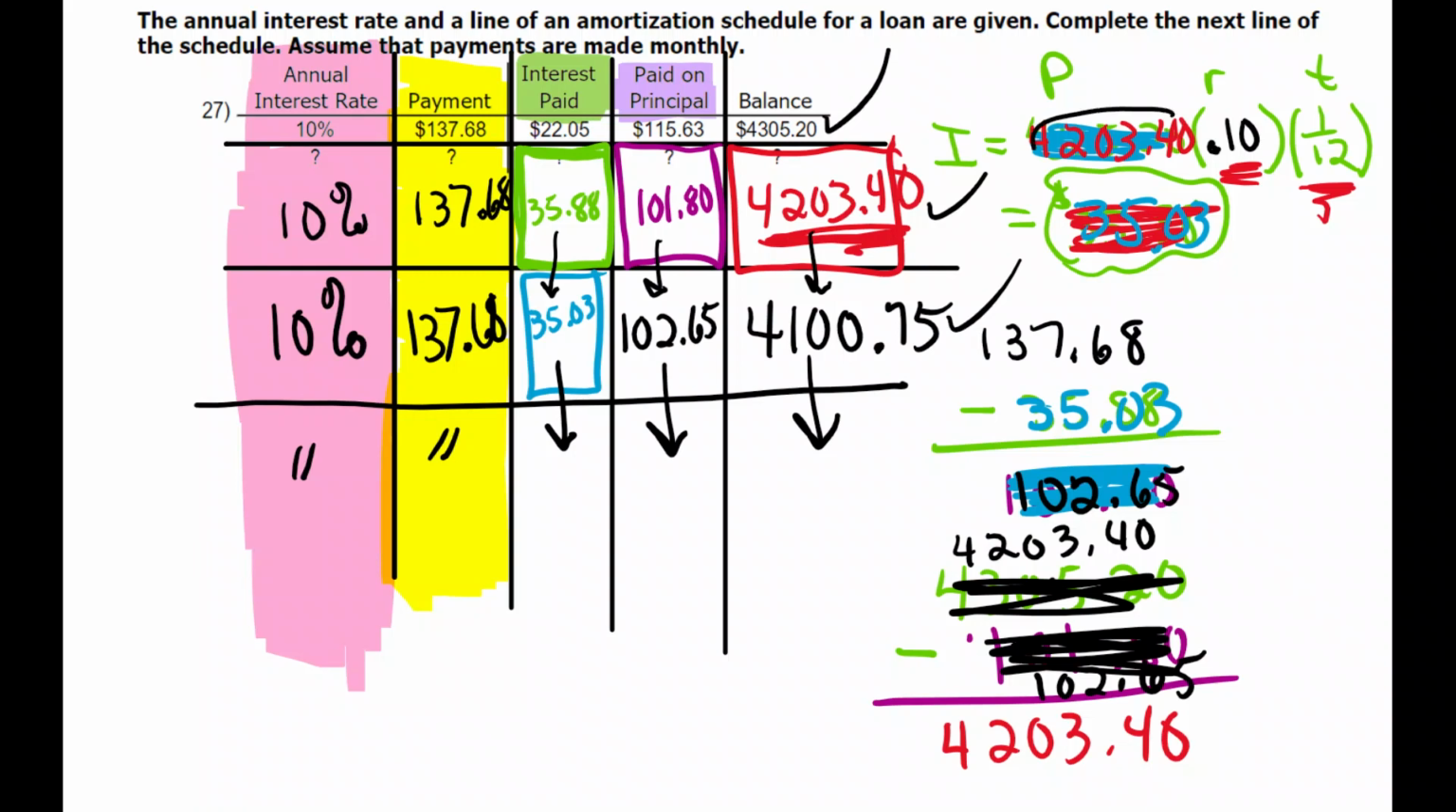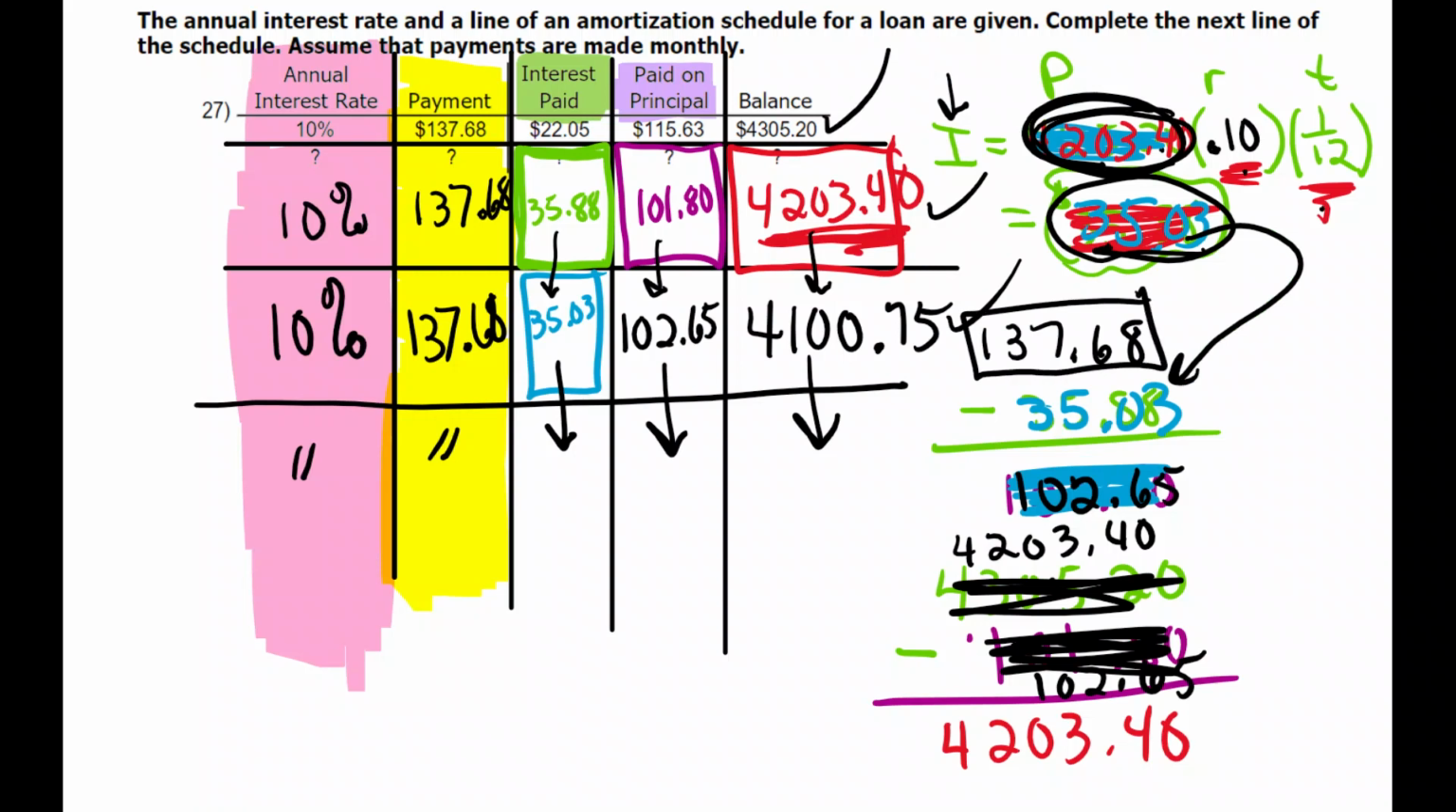Anyway, I just keep doing those. This number here would change when you're doing the interest paid, right? This is interest. So this number here is always the previous balance, and it'll still be the same interest rate, the same time. This number that you get, you will subtract from your monthly payment. That's always the same, $137.68.